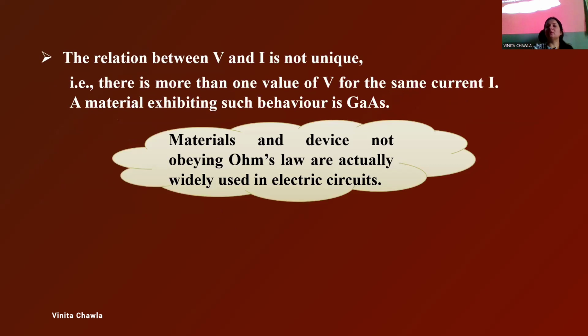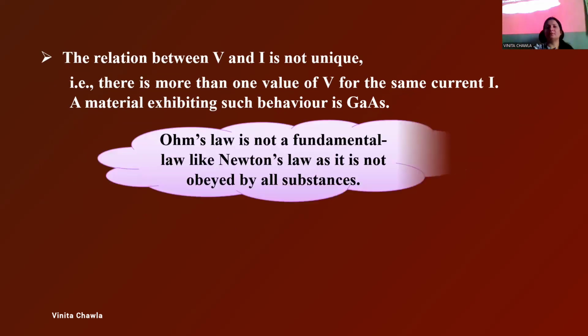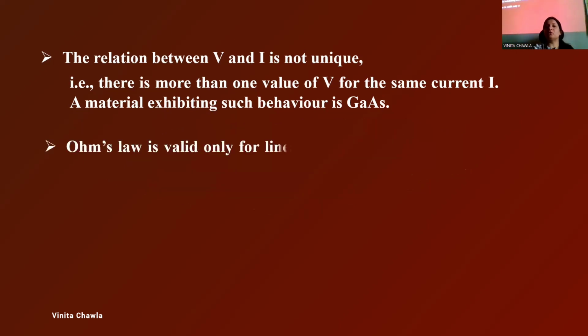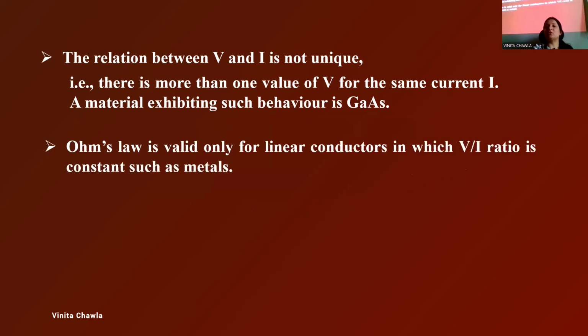Materials and devices not obeying Ohm's law are actually widely used in electrical circuits. We use semiconductors, integrated circuits, insulators, and other kinds of material, also electrolytes. These do not obey Ohm's law. Ohm's law is not a fundamental law like Newton's law, as it is not obeyed by all substances. Newton's law of gravitation is obeyed everywhere. It is a universal law, that's why the name is universal law. But Ohm's law is not a universal law. It is an empirical formula just used to find the potential difference across conductors. Ohm's law is valid only for linear conductors in which the V upon I ratio is constant, such as metals.